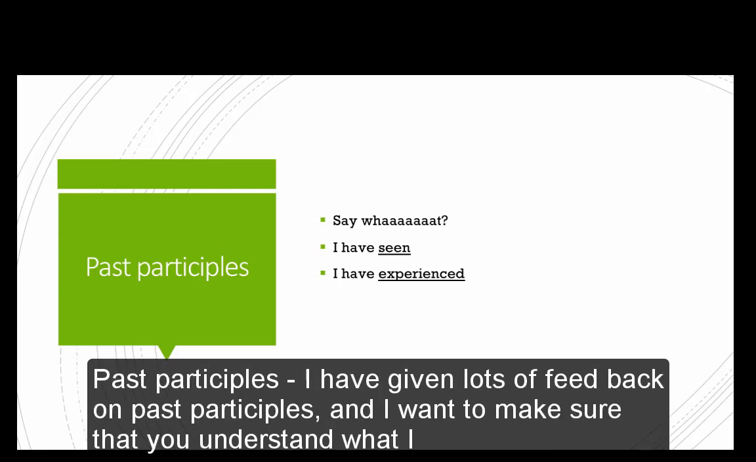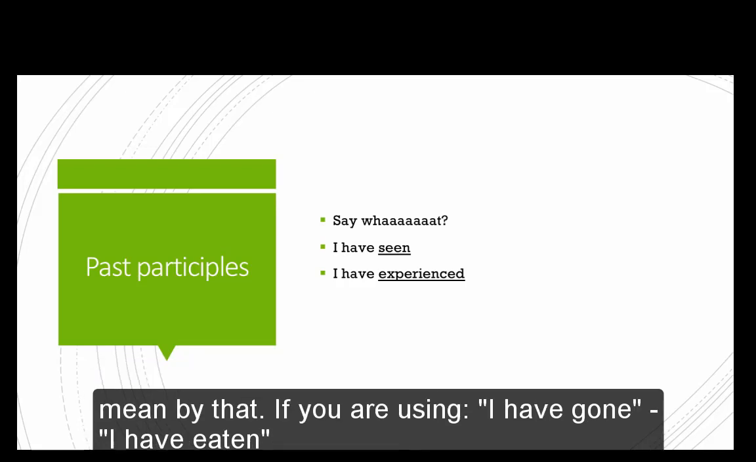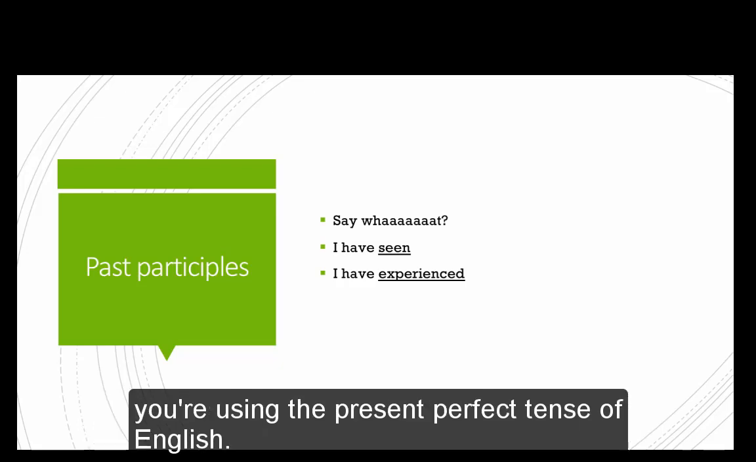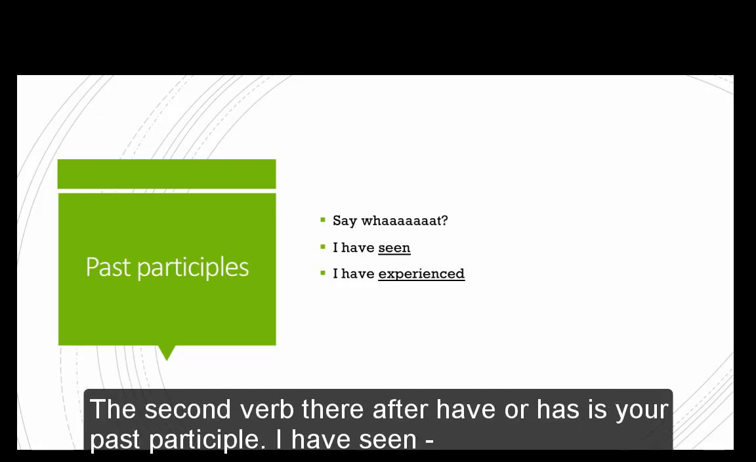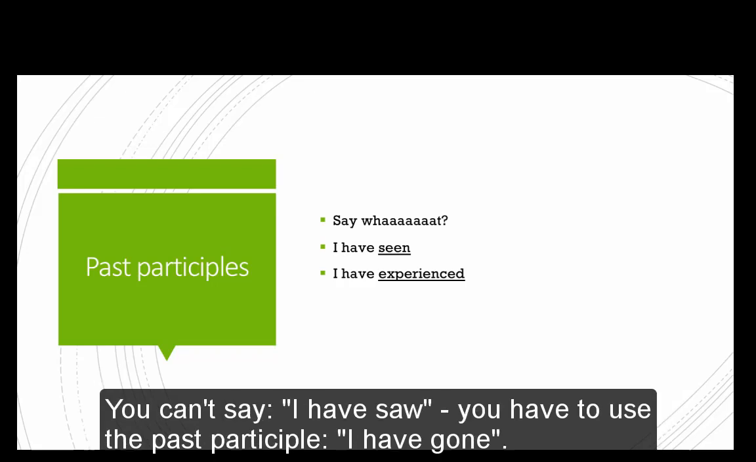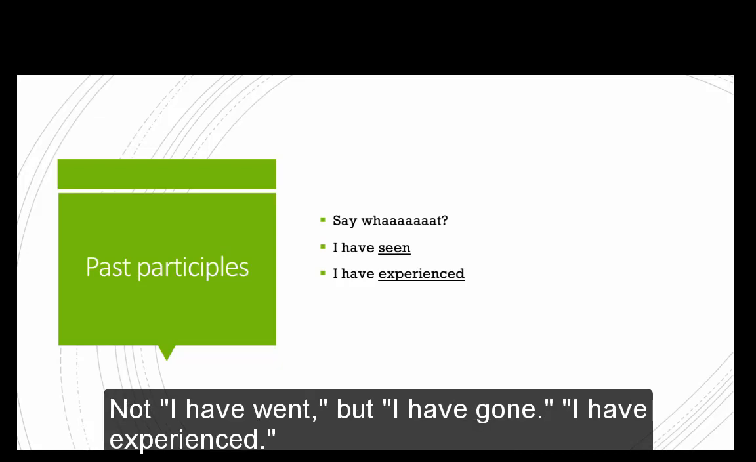Past participles. I've given lots of feedback on past participles, and I want to make sure you understand what I mean by that. If you're using I have gone, I have eaten, you're using the present perfect tense in English. The second verb there after have or has is your past participle. I have seen. You can't say I have saw. You have to use the past participle. I have gone. Not I have went, but I have gone.